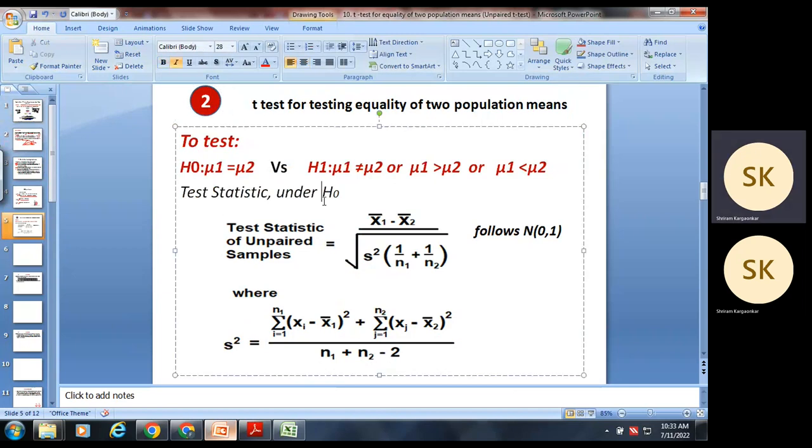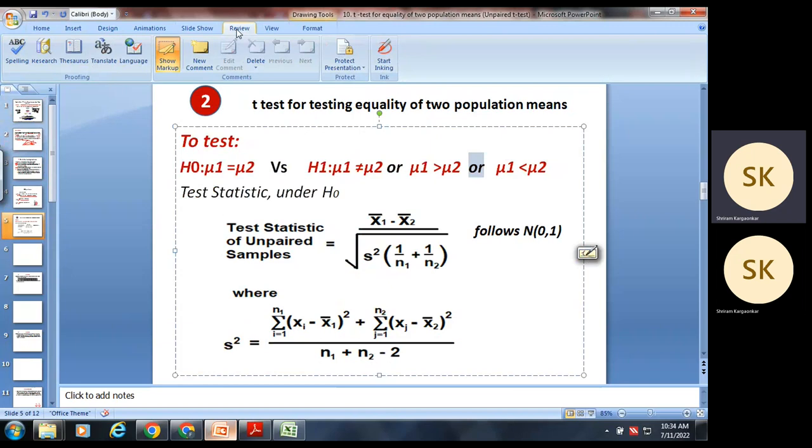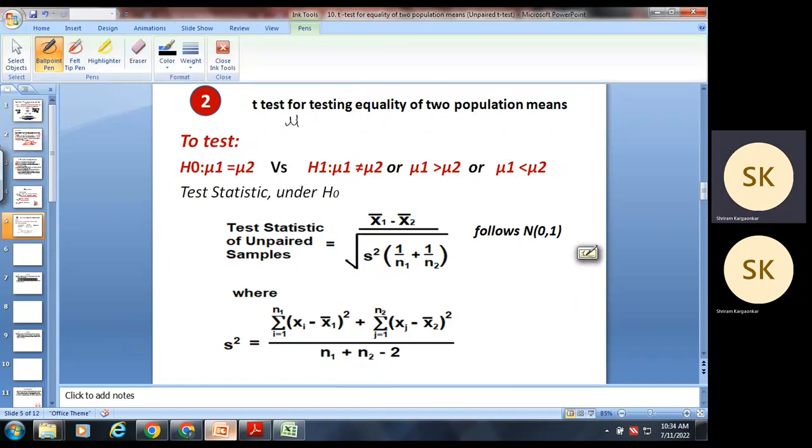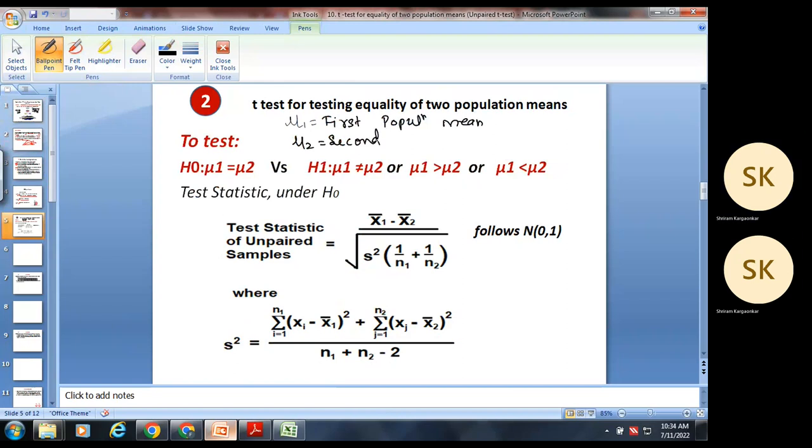In the t-test for equality of two population means, we test mu1 equals mu2 against any one of the alternatives: either mu1 is not equal to mu2, or mu1 is greater than mu2, or mu1 is less than mu2. What is mu1? This is the first population mean. And what is mu2? The second population mean. So there will be any one of the alternative hypotheses.